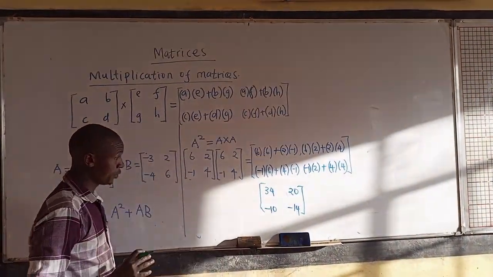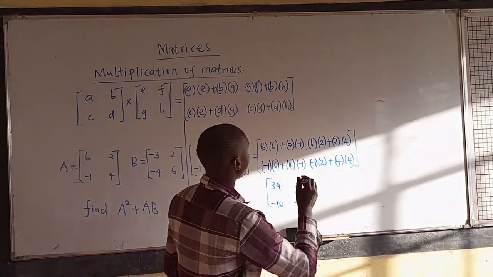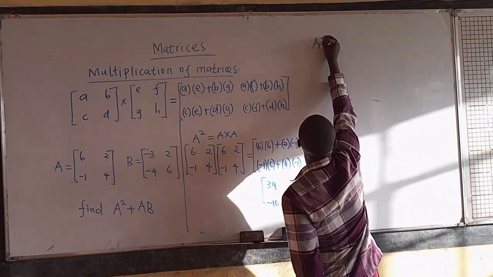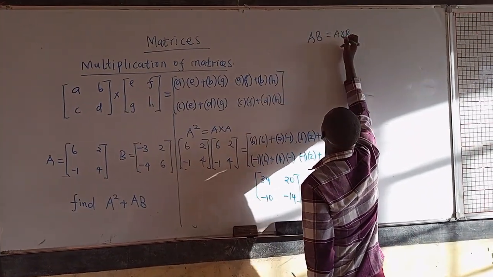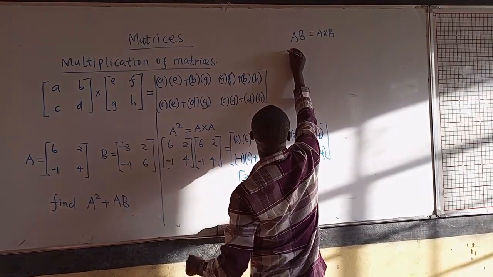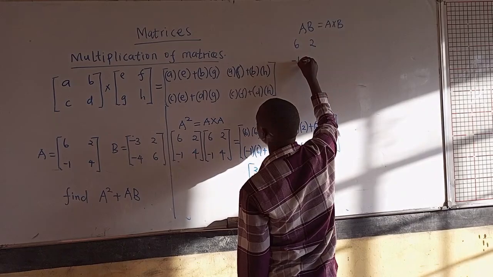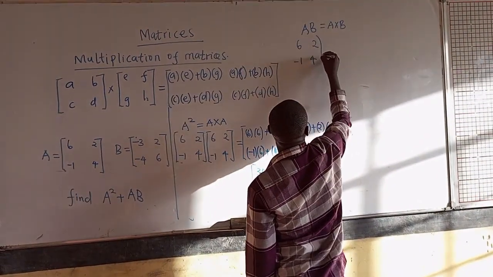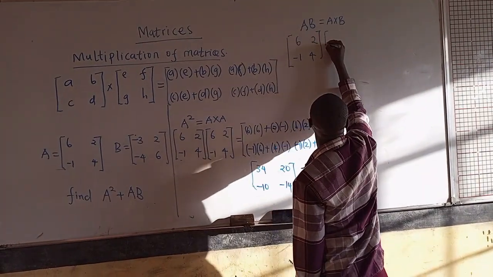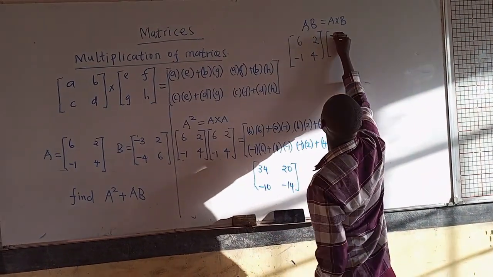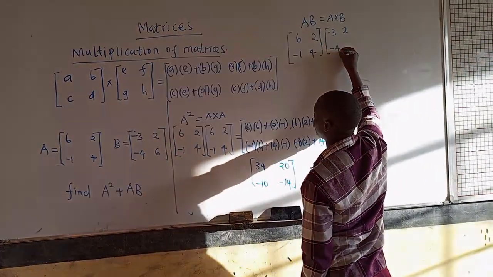And now we are supposed to also work out AB. So let me use the room over here. AB, this means it is A multiplied by B. Now we have A as 6, 2, negative 1, and 4. And we multiply that by B, which is negative 3, 2, negative 4, 6.